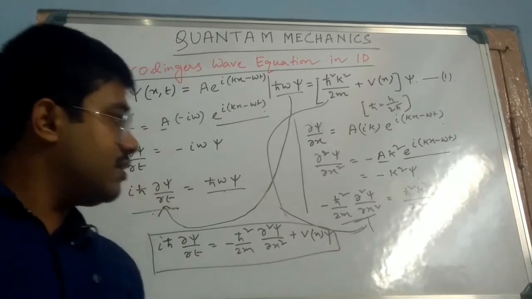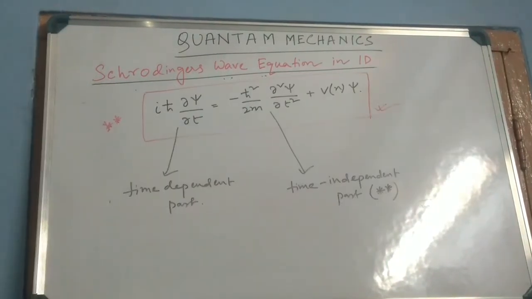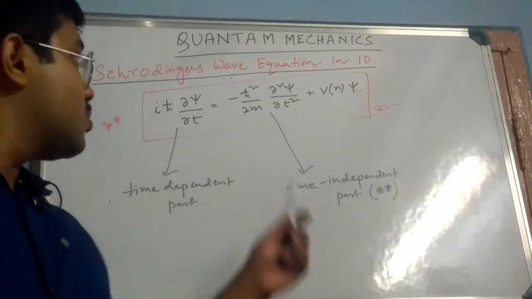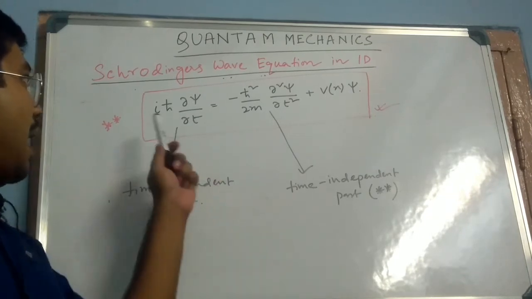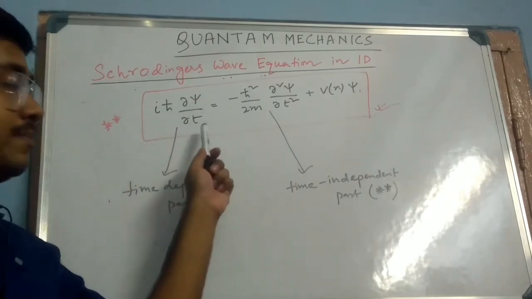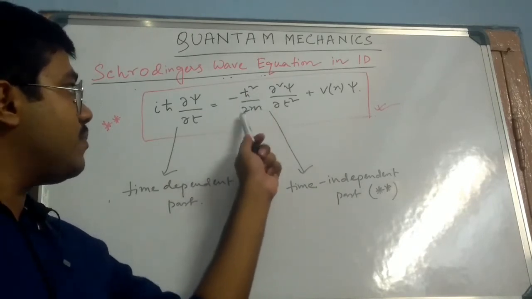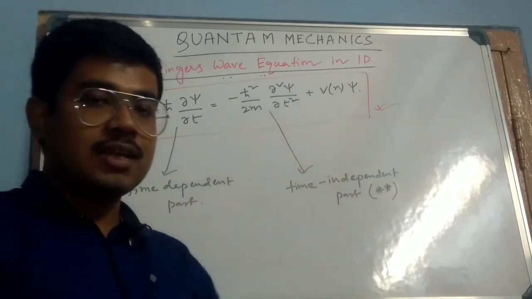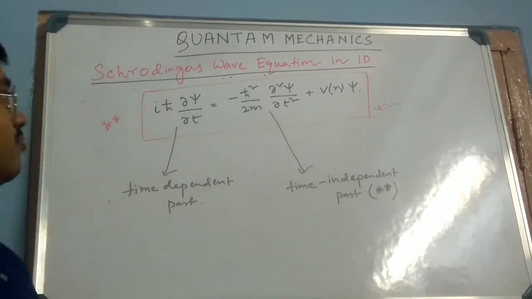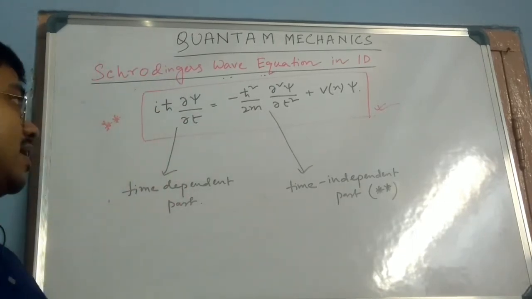This equation is very important for learning quantum mechanics. So this is basically the Schrodinger's equation in 1D: i h cut del psi by del t is equal to minus h cut square by 2m del square psi by del x square plus V(x) psi. It is a very important equation in quantum mechanics.